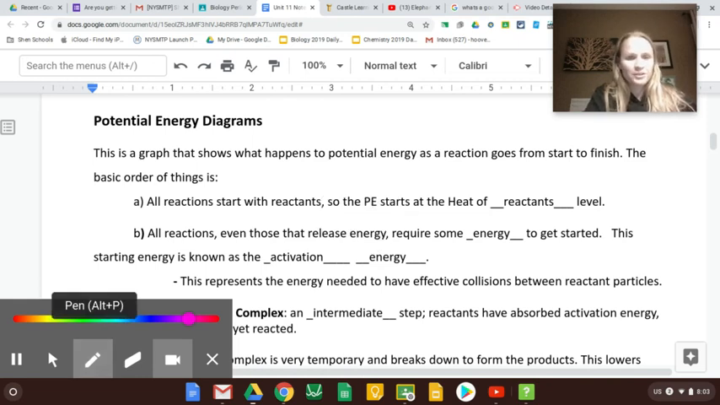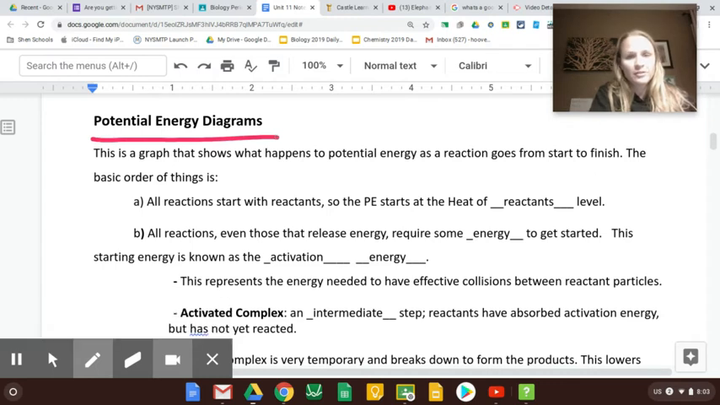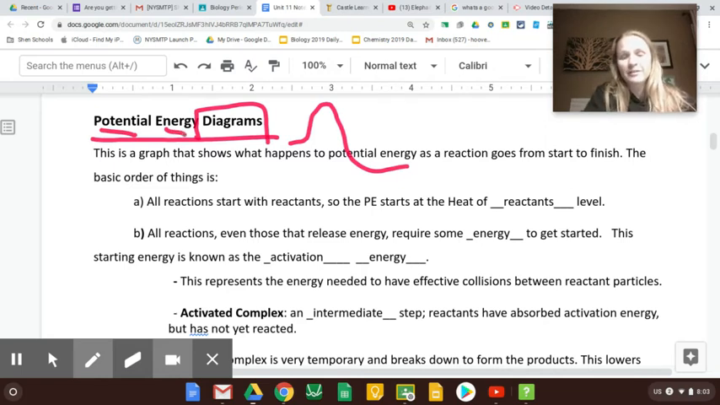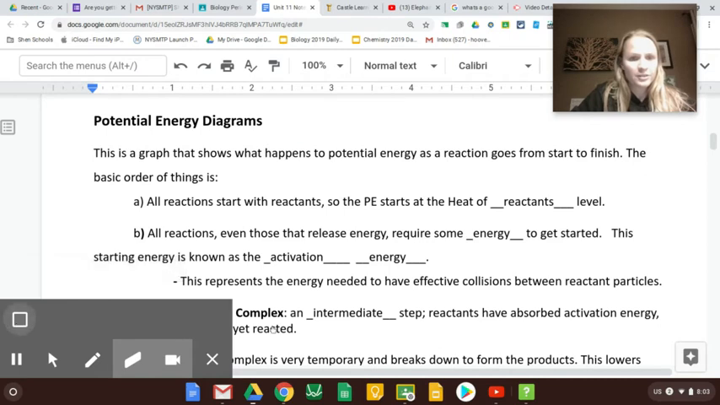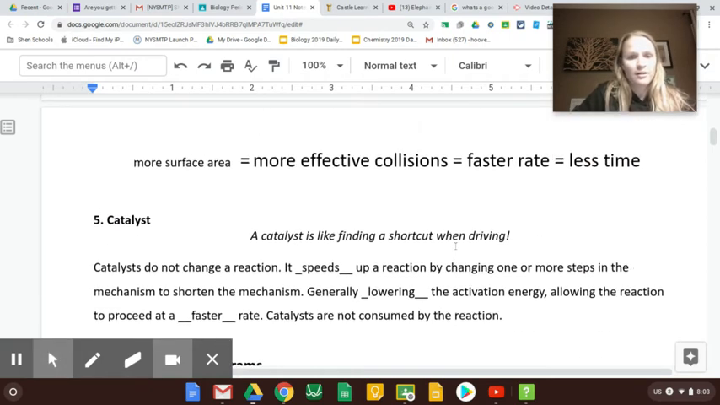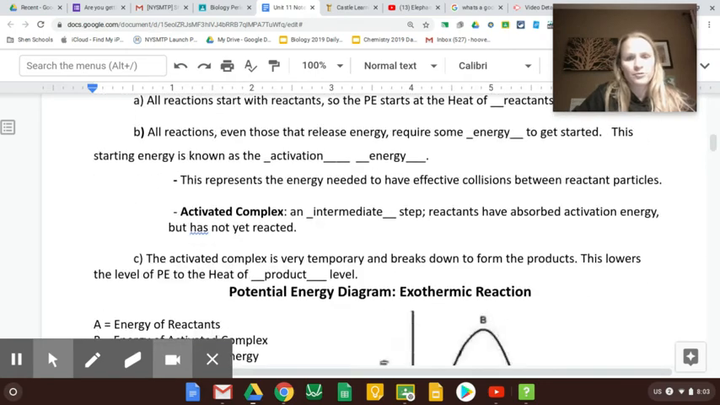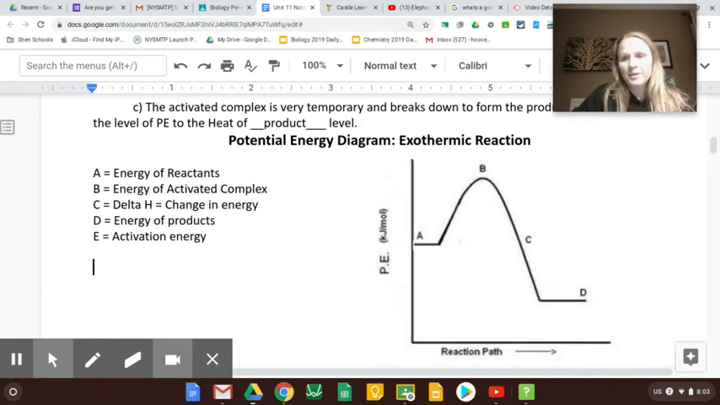All right, we are doing potential energy diagrams. It's literally drawing a diagram, a picture of the potential energy of a chemical reaction. So we're going to really focus on the picture. We really want to be able to label all the parts of an energy diagram.